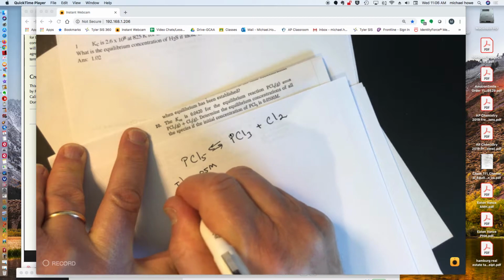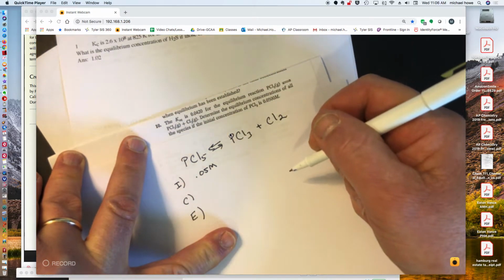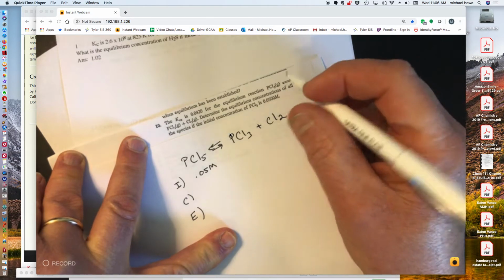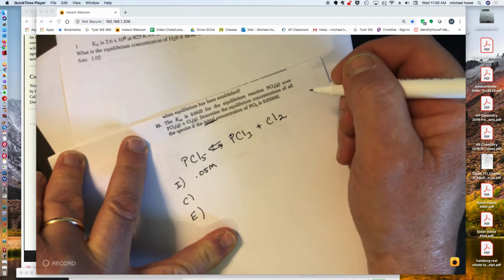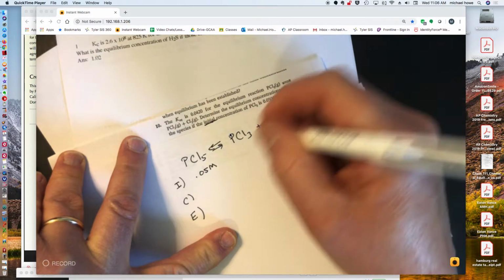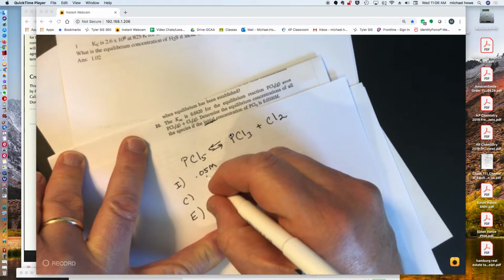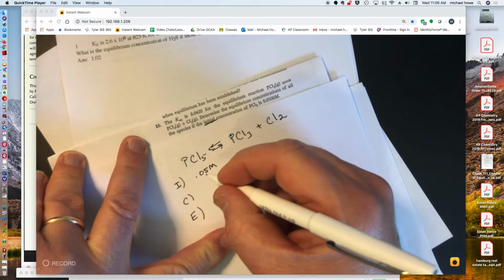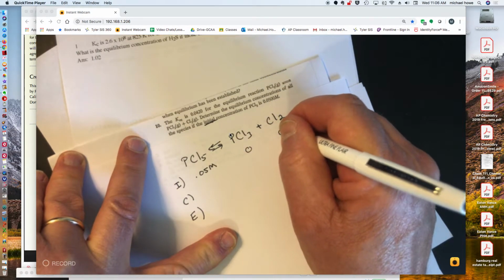We know it's going to change by some amount, and there will be some equilibrium concentration. And again, the key word here is initial. If we're given the initial concentration, then we have to use the ICE method, the initial, change, equilibrium. All right, so we don't have any of the PCl3 at the beginning. We don't have any of the Cl2 at the beginning.